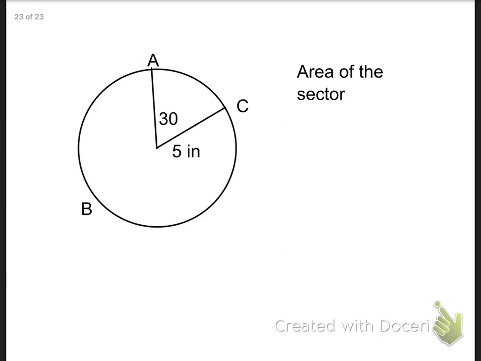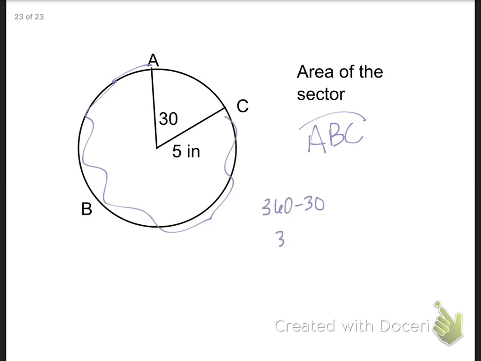Okay, the last one I want you to do of sector ABC. So I do 360 subtracting 30, so I'm really doing 330 divided by 360 times pi r squared. So 330 divided by 360, and I get 22.9 pi inches squared.